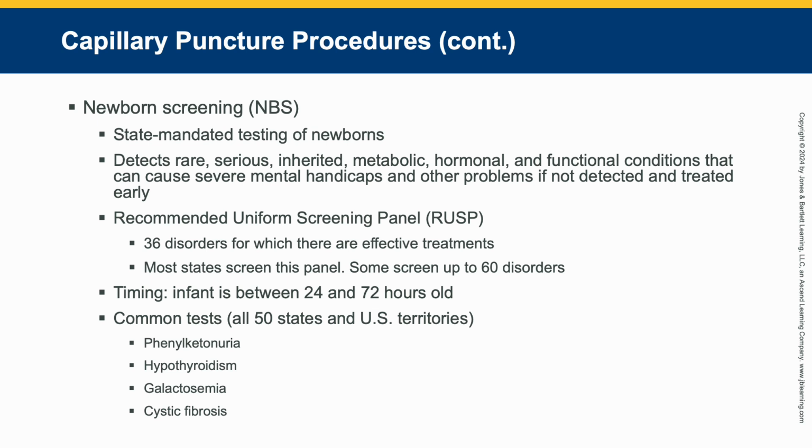Some of the common tests that are done in all 50 states and the U.S. territories are the test for phenylketonuria, and we will discuss these on the next slide, hypothyroidism, galactosemia, and cystic fibrosis.